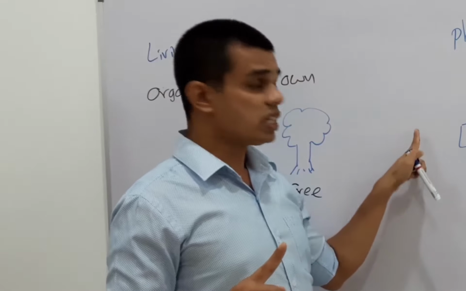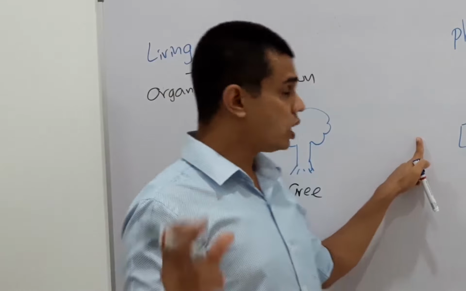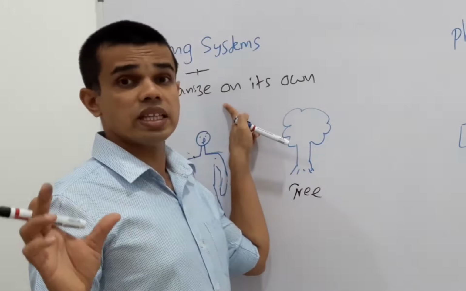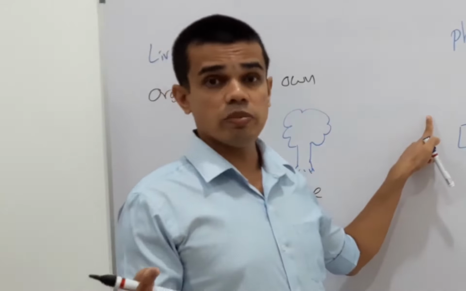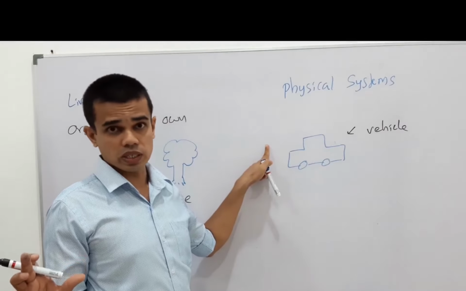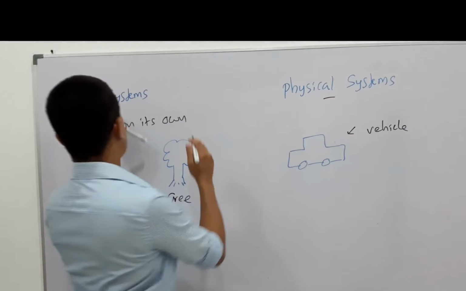But physical systems can't continue or organize on their own, so they are artificially made, especially made by humans. So that's what physical systems and living systems are.